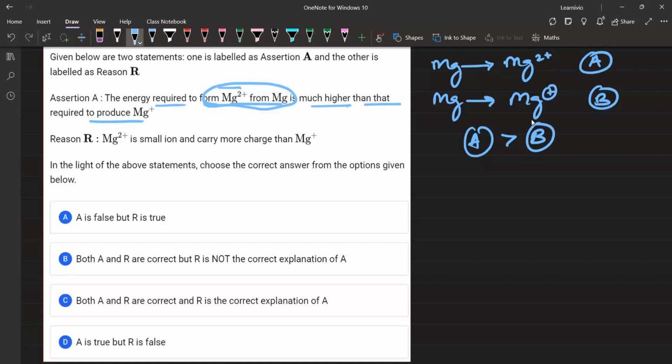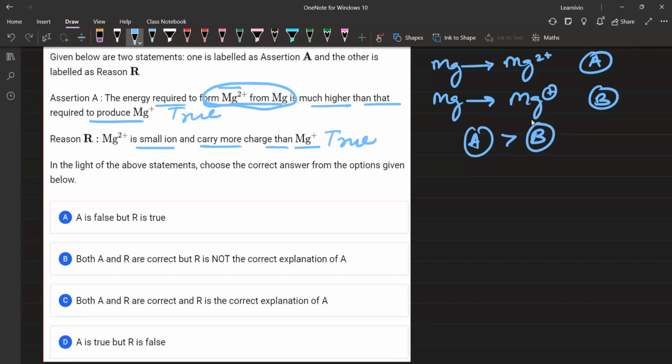Is this true? Obviously, it is going to be true. Now, if you are going to remove 2 electrons, it will require higher energy. So this is true. And the reason: Mg2+ is a small ion and carries more charge than Mg+. That is also true, right? Because Mg2+ is small and it carries more charge than Mg+. This is true.